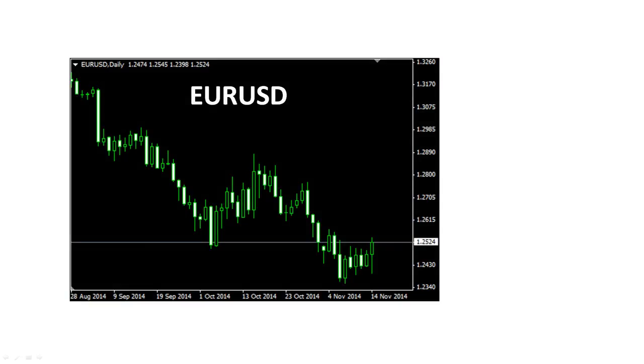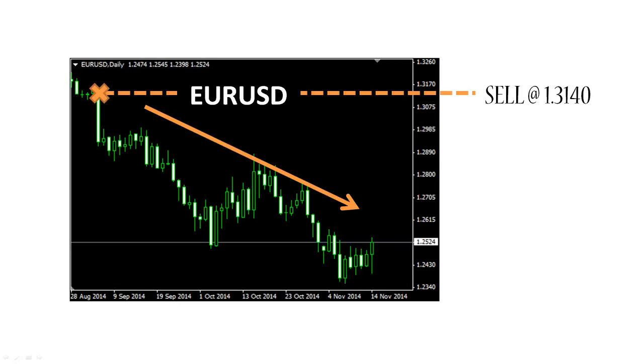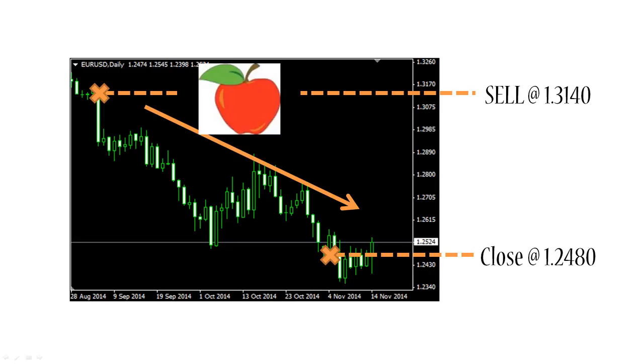So here's a chart, and how would a bearish type of trader profit from this downward trend? Well, there's a trend, and a bearish trader would enter somewhere over there where we see the X on the top left. He would sell at about 1.3140, and as we recall, that means that every 1 euro is worth 1.3140 US dollars, and then he would close the transaction at about 1.2480, meaning that at that point in time, every euro is worth only 1.2480 US dollars.